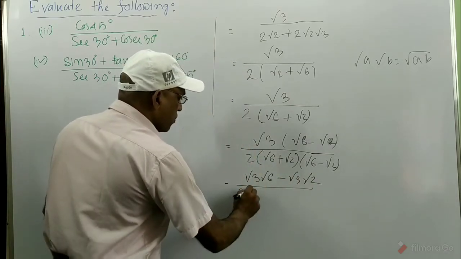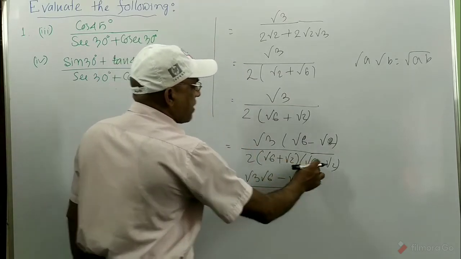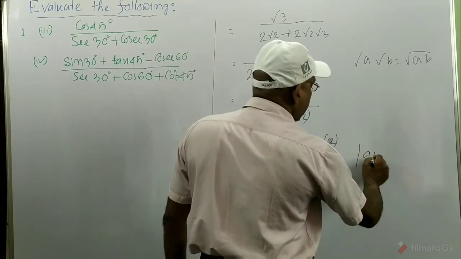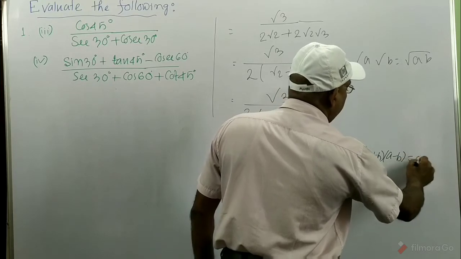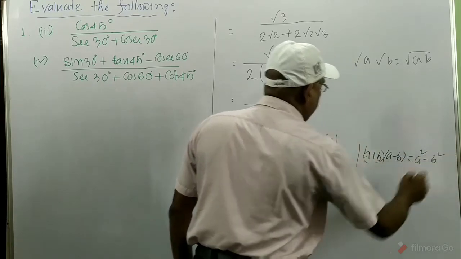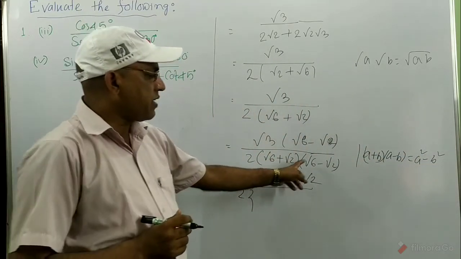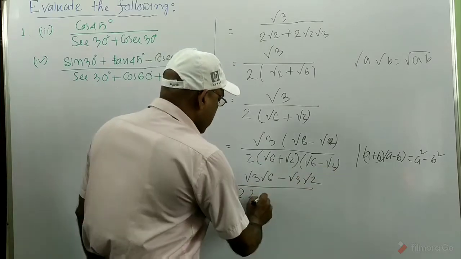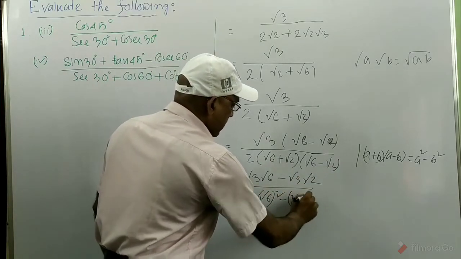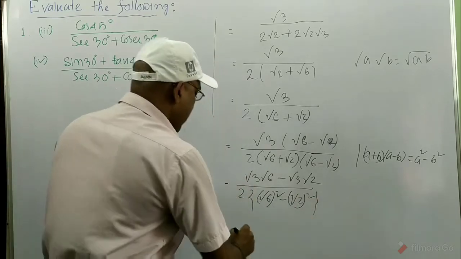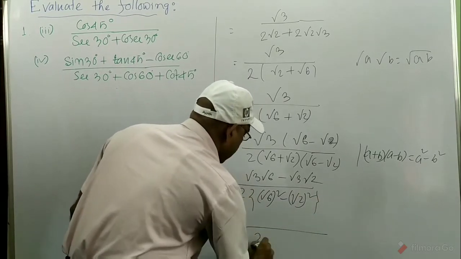And this is 2. This is a plus b, a minus b. We know the formula: a plus b into a minus b equals a square minus b square. So this will be a square minus b square. We get this, and the 2 remains the same.